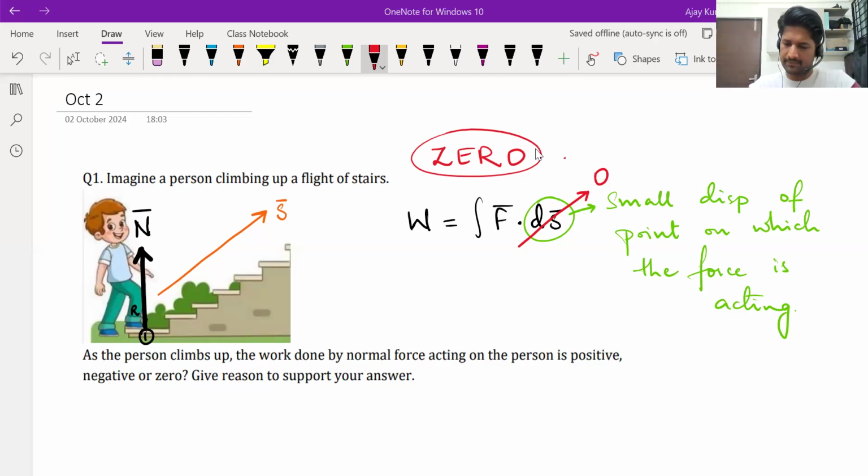Pawan, did you understand? Yes, sir. Yusuf, did you understand? Yes, sir. Okay. So see, you have to think in that much detail.